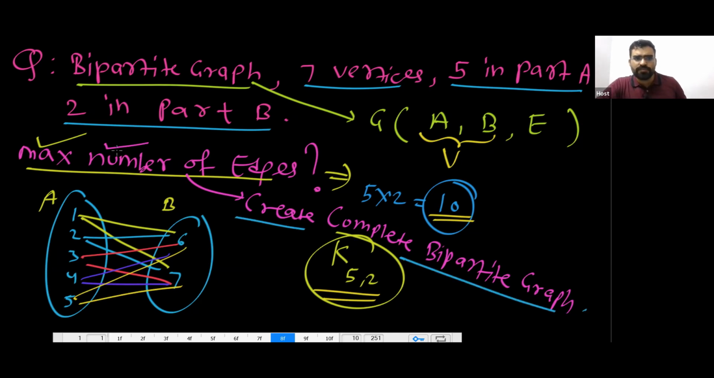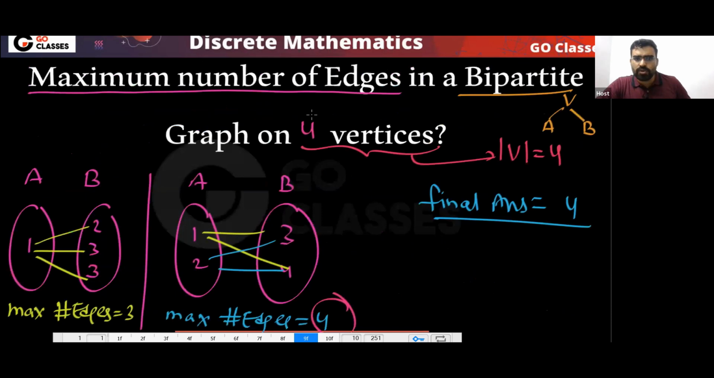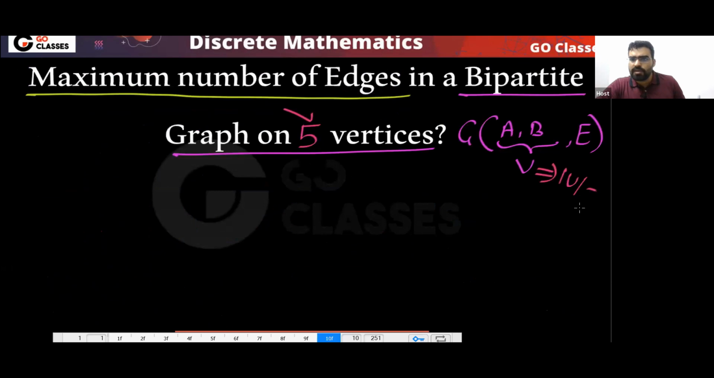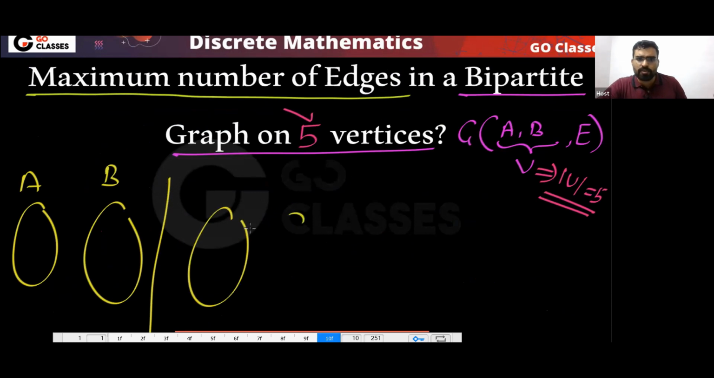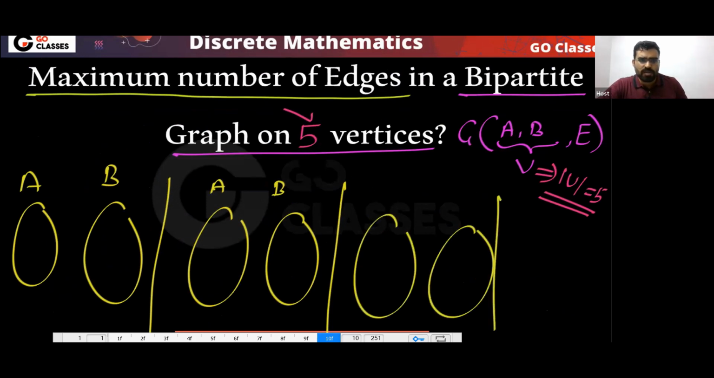Now in this question, which information don't we have? We know the total number of vertices is 5, but we don't know how many vertices are in part A and how many are in part B. We don't know which situation will give us the maximum number of edges. For example, will this situation give the maximum number of edges? Which situation is going to give the maximum number of edges?